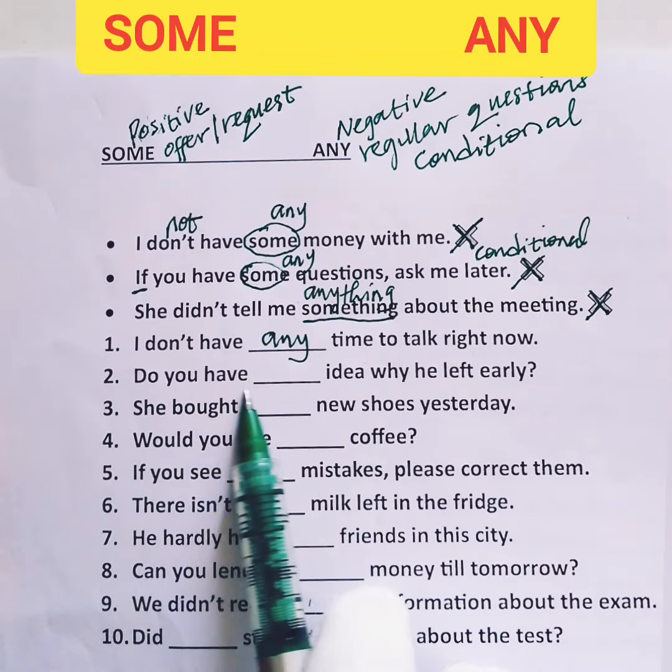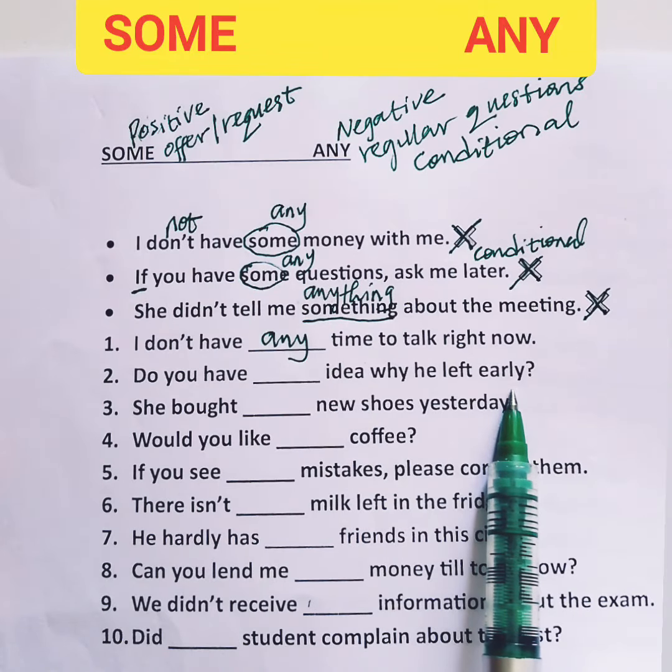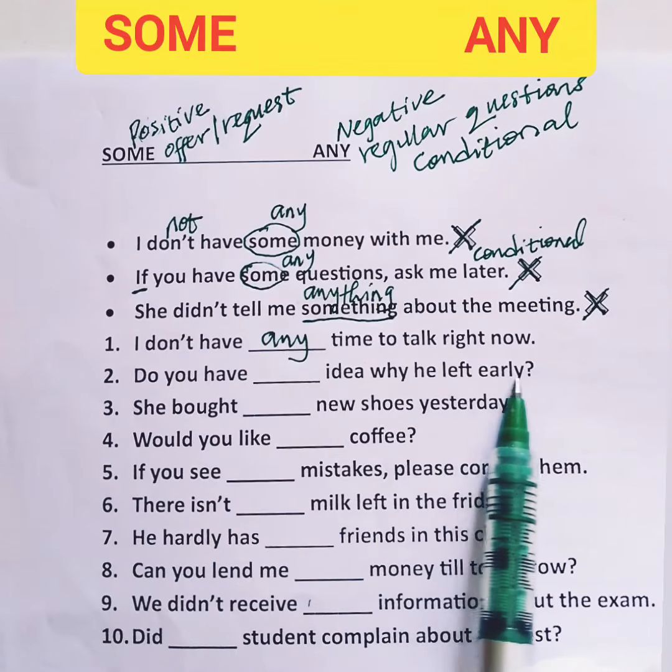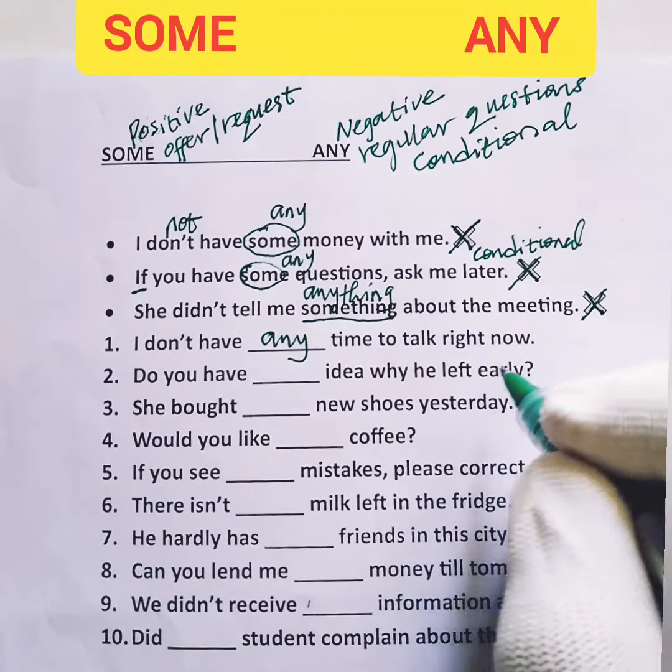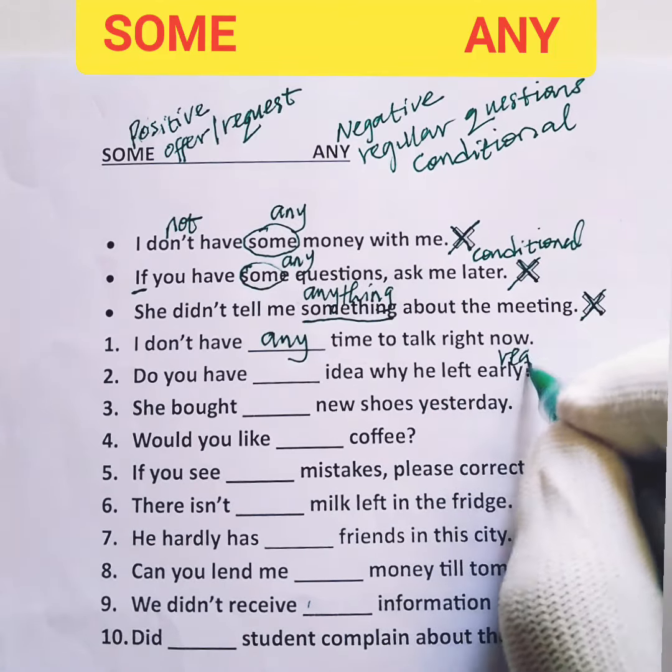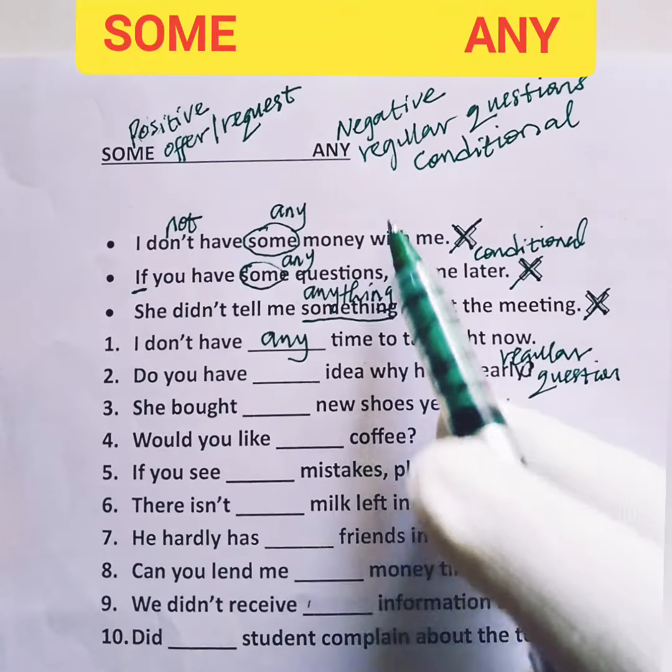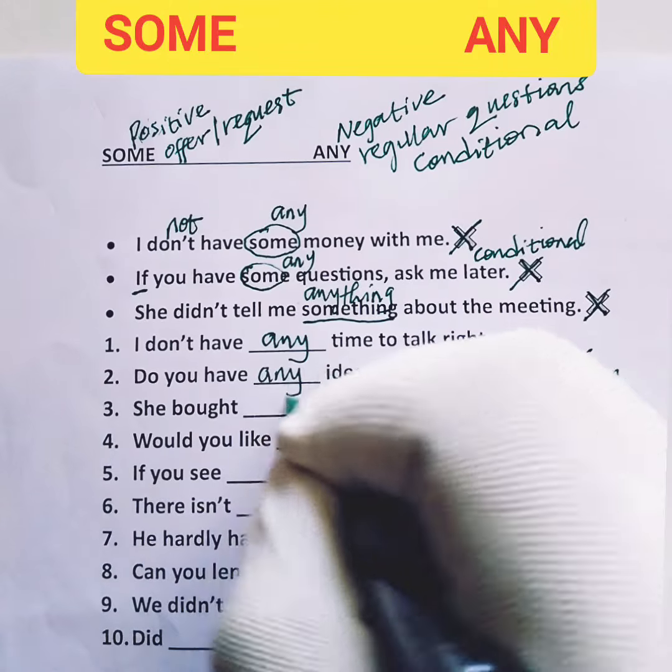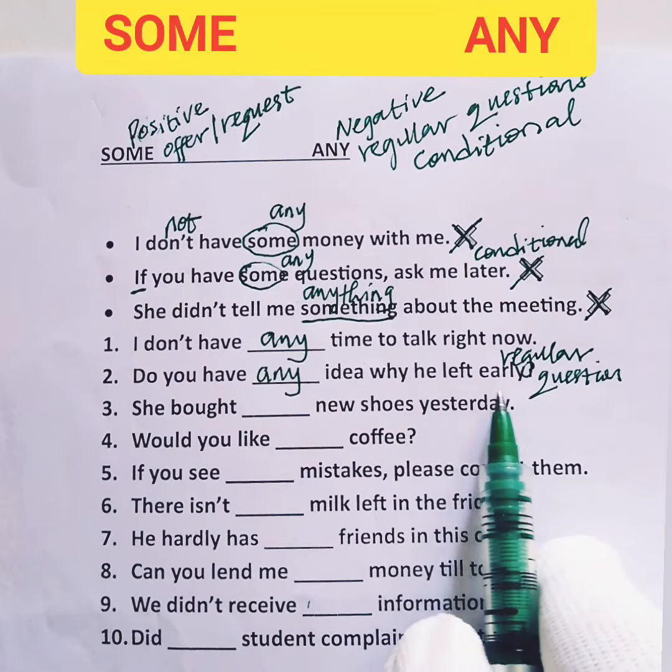2. Do you have blank idea why he left early? What should we use for this? It is not an offer, it is not a request, it's just a regular or neutral question asked. So, when you have a regular or neutral question, use any. Okay, so the correct word is any. Do you have any idea why he left early?